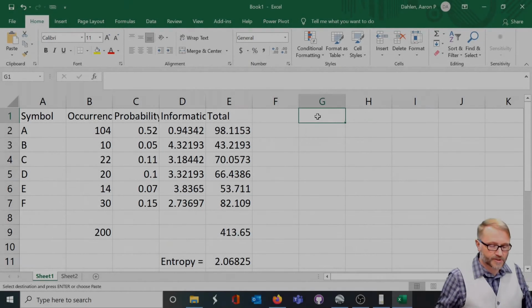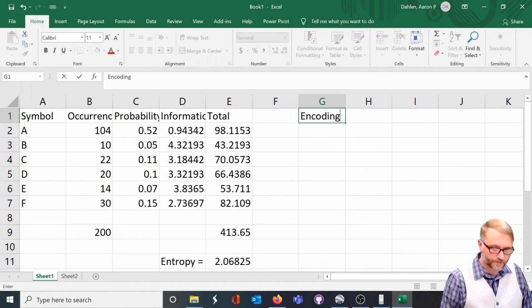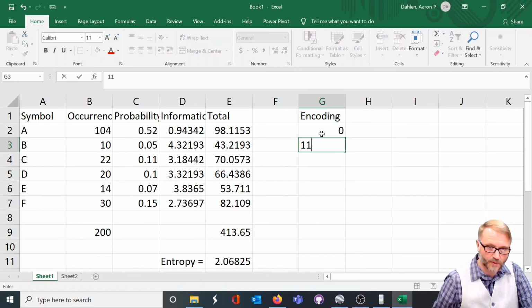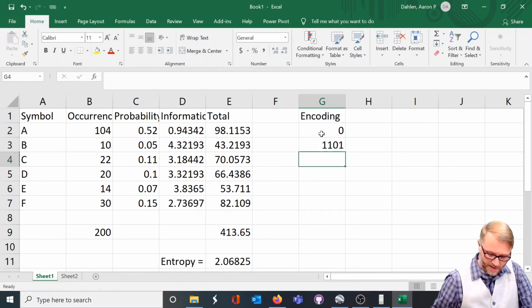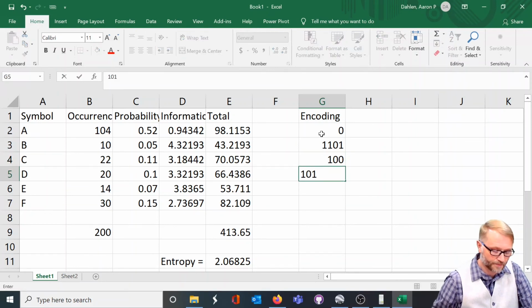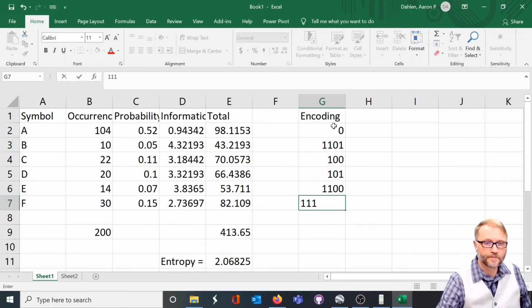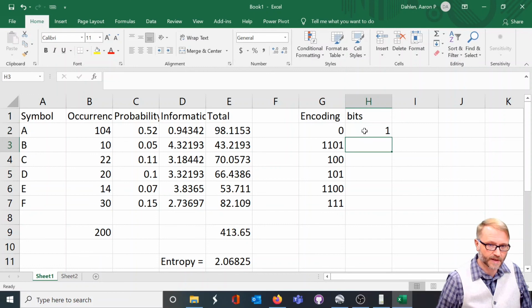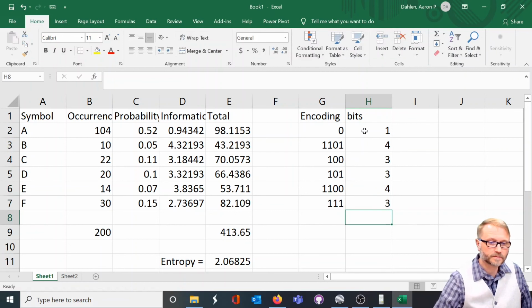If we go back to our original spreadsheet here, we can talk about the encoding. So the symbol A was encoded as 0. B was encoded as 1101. C as 100. D as 101. E as 1100. And F as 111. Now watch this. How many bits were used in the encoding? The answer is 1 bit there, 4 bits there, 3, 3, 4, and 3. So to determine if it was a B, we had to ask 4 questions. To determine if it was A, we had to ask 1 question.